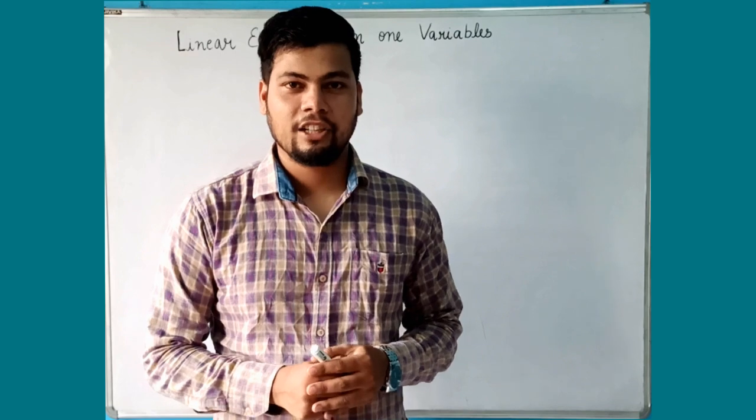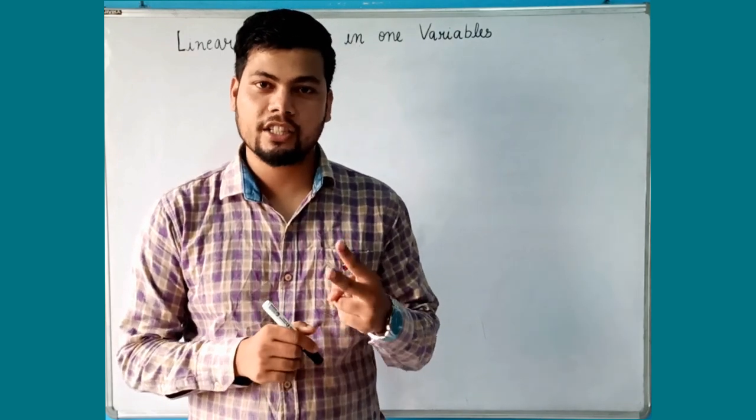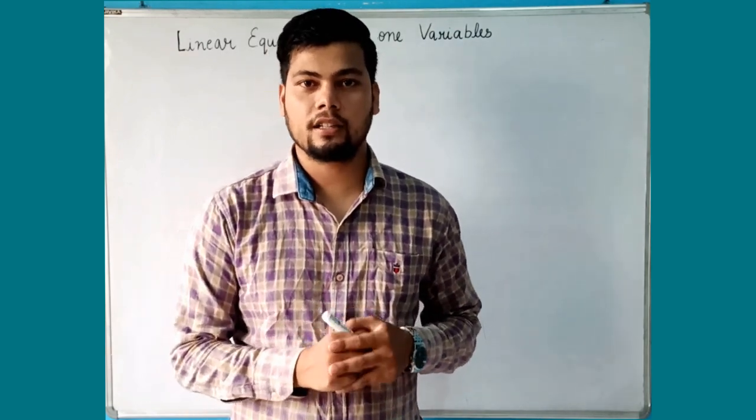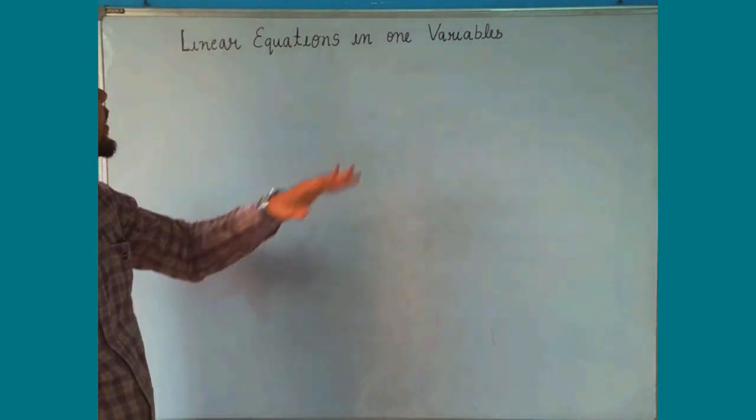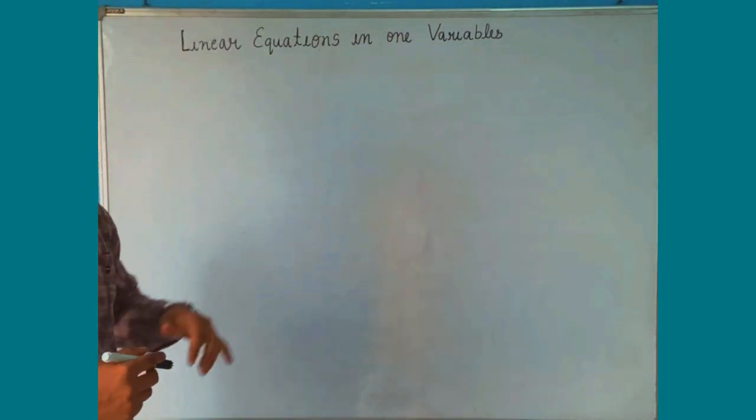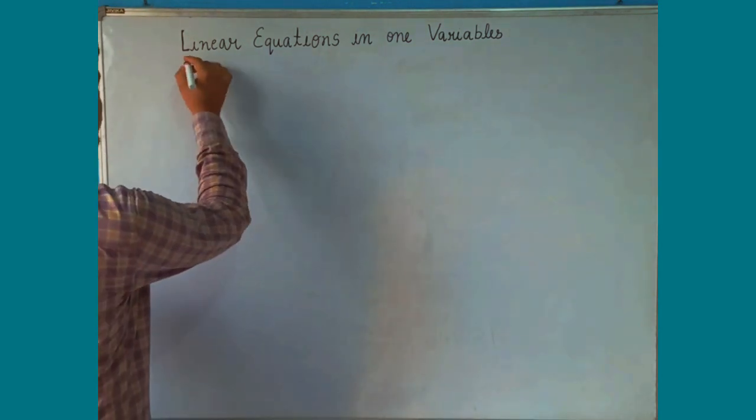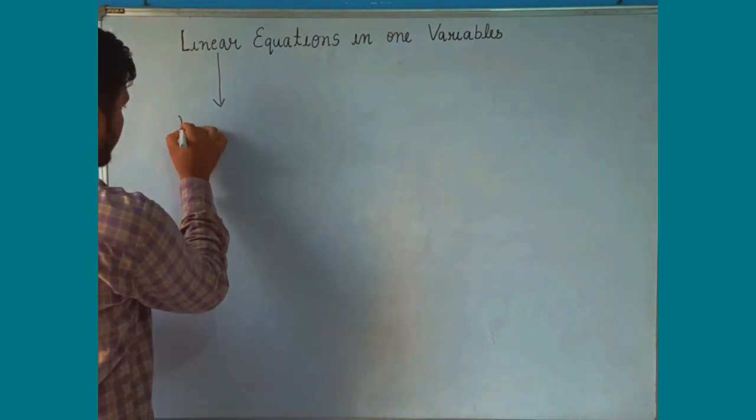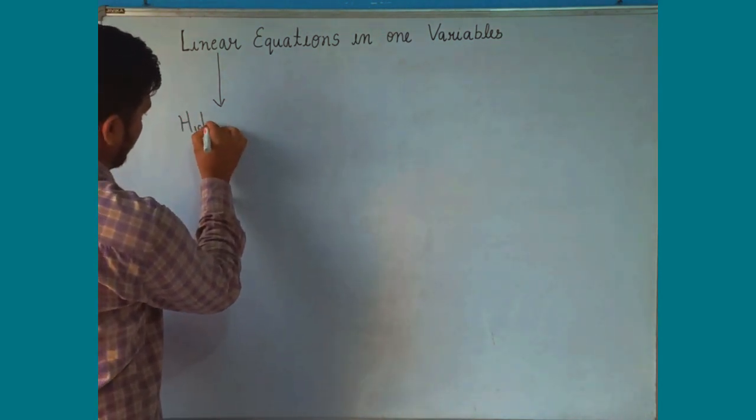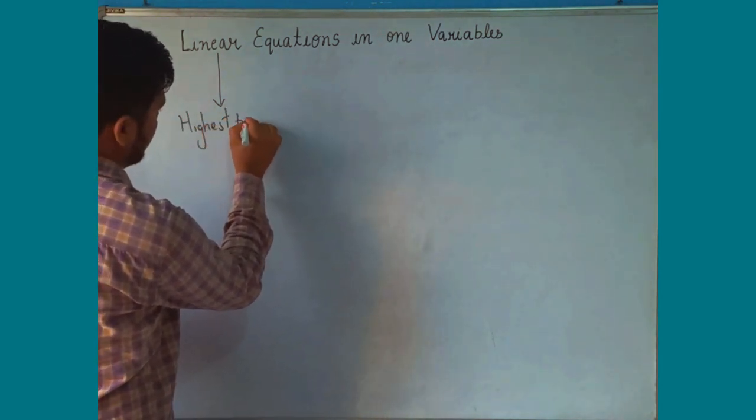Hello everyone. In today's video we are going to start with the second chapter of class 8, that is linear equation in one variable. So I have written the heading here and we are going to decode the title of this chapter. So it's linear. Linear means when the highest power is 1.